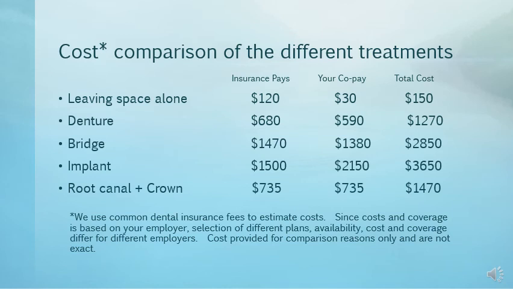The cheapest cost is to extract and leave the space alone. This option is, however, the most costly when you take into account the damage that it will lead to in the future. A denture and root canal and crowns have relatively the same cost. If you implant or bridge the tooth after the extraction, you're going to pay over twice the cost of the root canal and crown. So long term, keeping the tooth is the cheapest option unless you want to extract and leave the space alone, accepting the consequences of it.